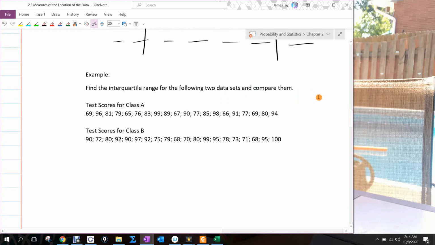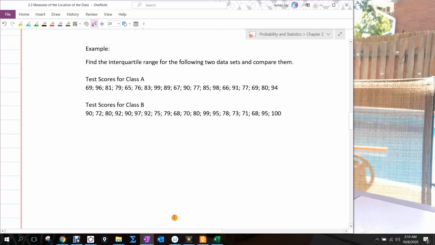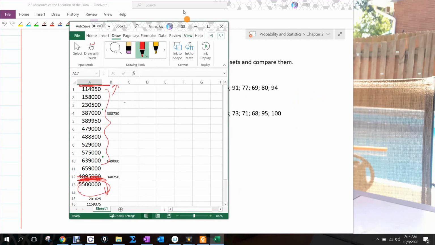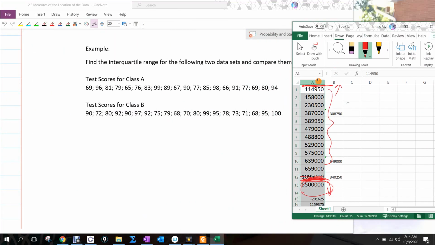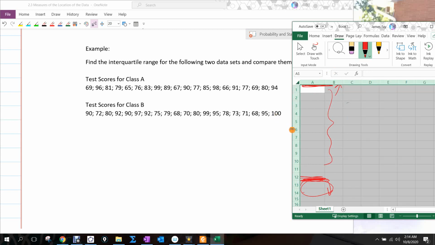Okay. This example here has a very similar structure. They're going to ask you, can you compare these two sets of data? Okay, so we'll go ahead and do this just for the practice.